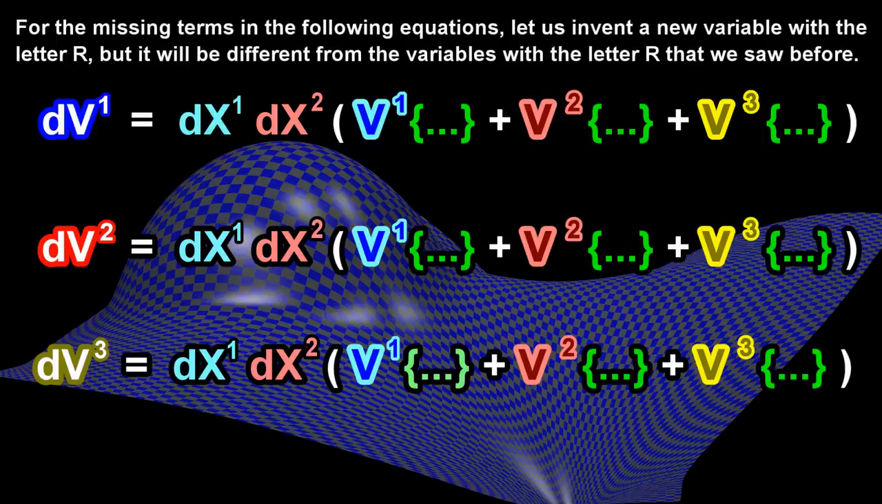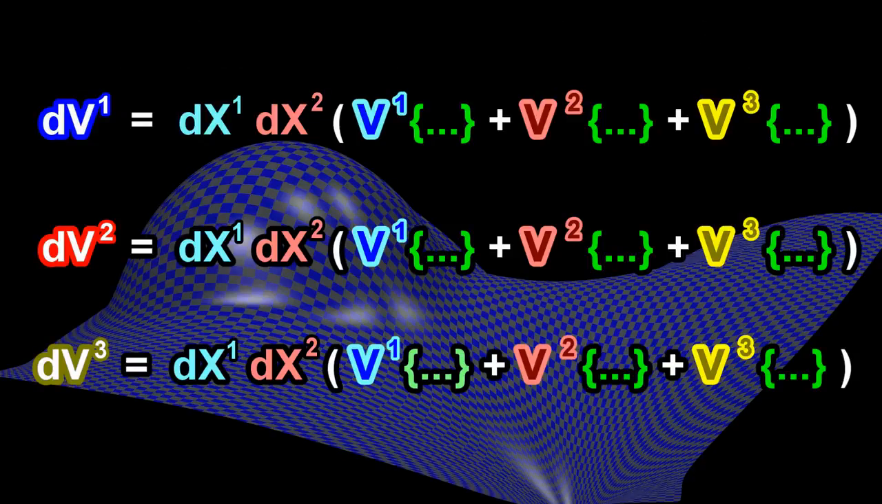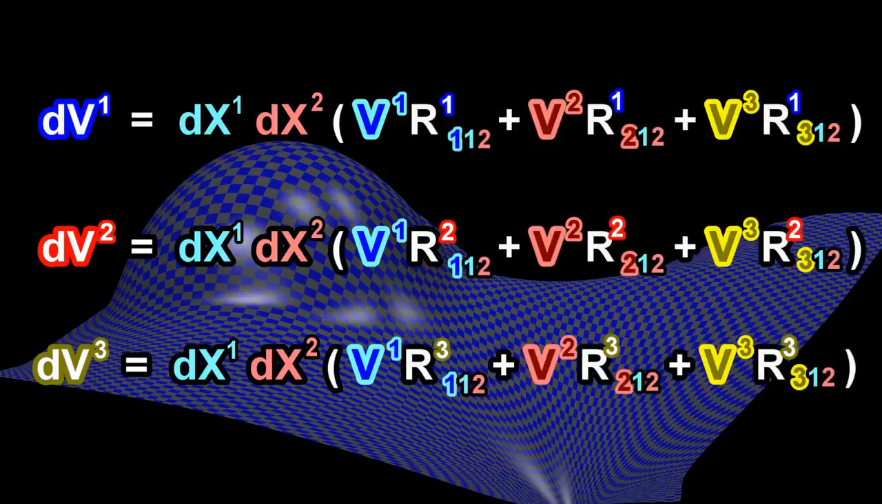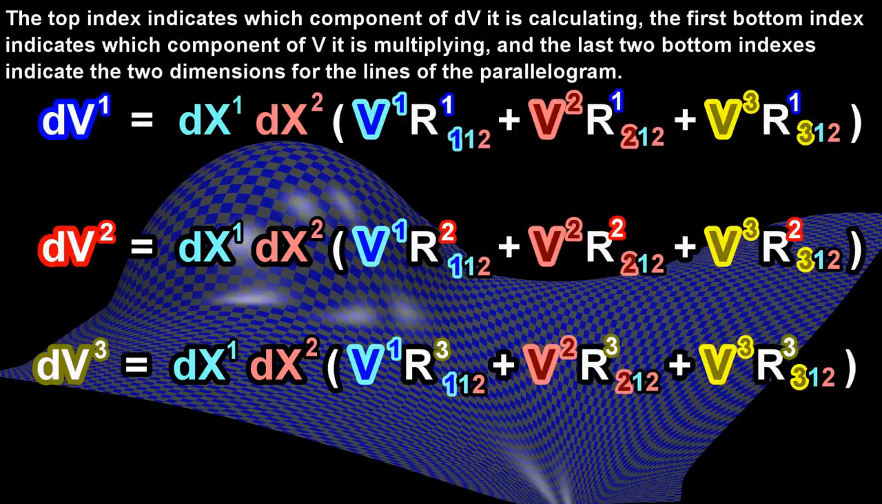For the missing terms in the following equations, let us invent a new variable with the letter r, but it will be different from the variables with the letter r that we saw before. This new variable will have 4 index values. The top index indicates which component of dv it is calculating. The first bottom index indicates which component of v it is multiplying. And the last 2 bottom indexes indicate the 2 dimensions for the lines of the parallelogram.